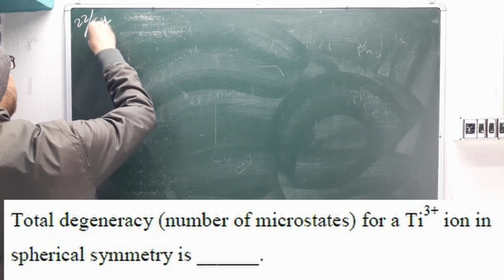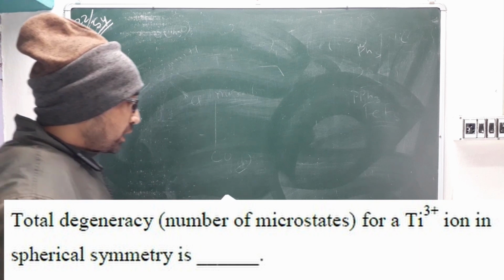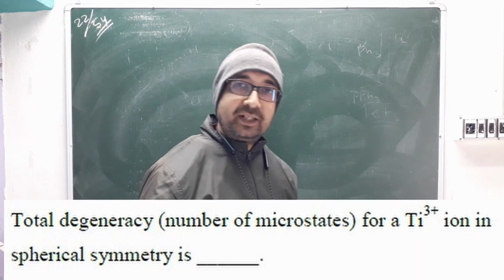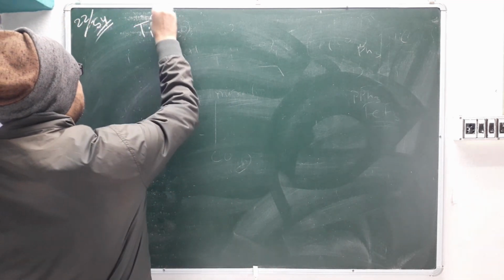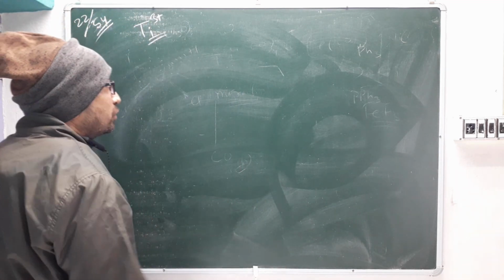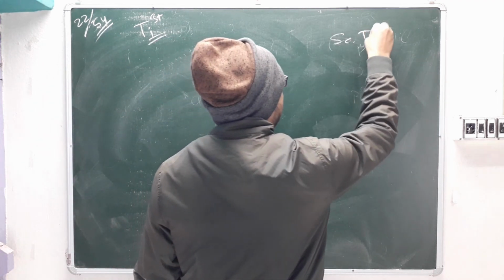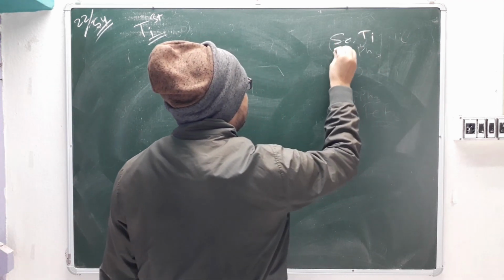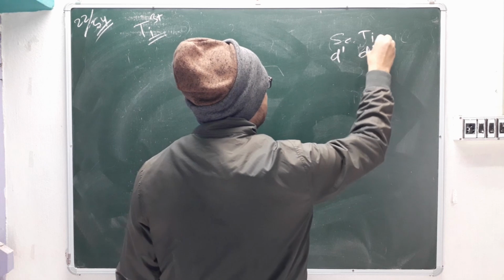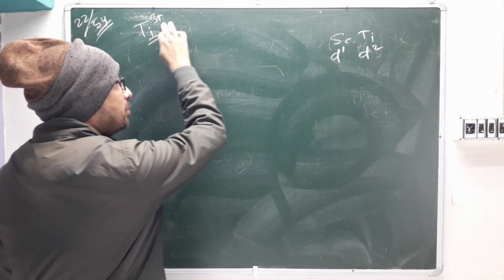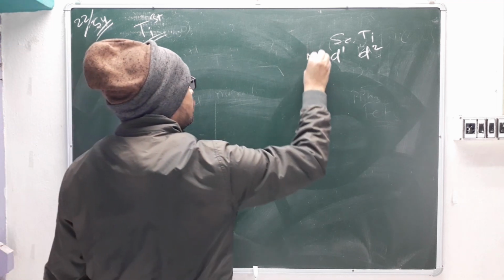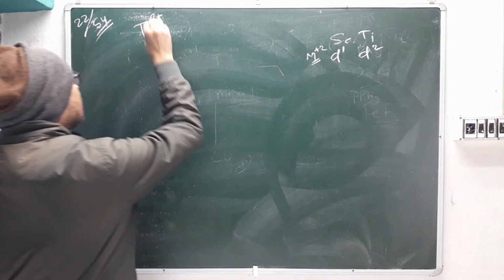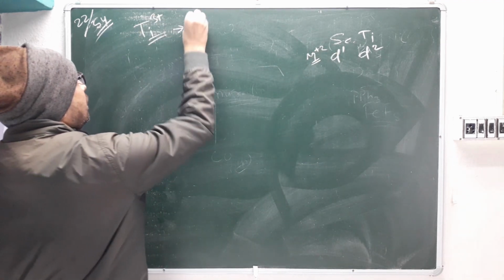It is also an NAT type question. The total degeneracy, the number of microstates. See, the number of microstates they have asked for titanium 3+. So titanium 3+, they are asking the number of microstates. So we know that scandium, titanium. Okay, so metal in +2 state, d1, it is d2, correct? Now if this metal is in +3, so again it will be d1, right? This is metal in +2. So this will be for titanium, it will be d1, correct?